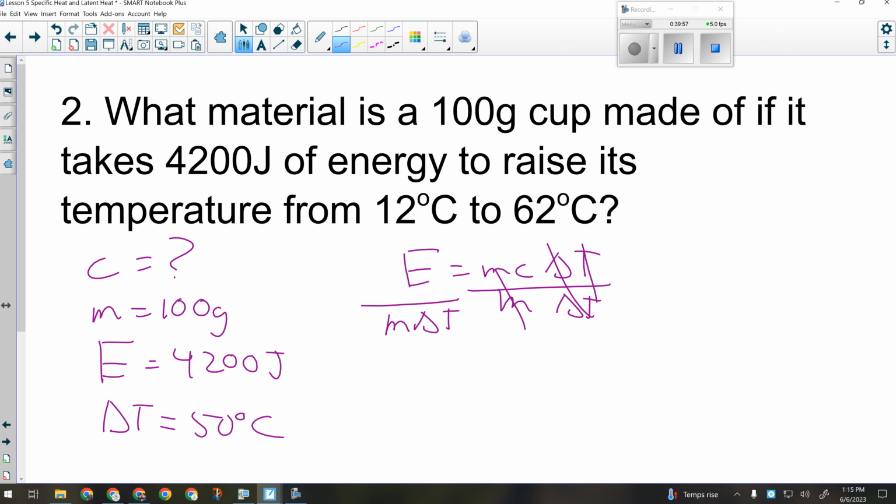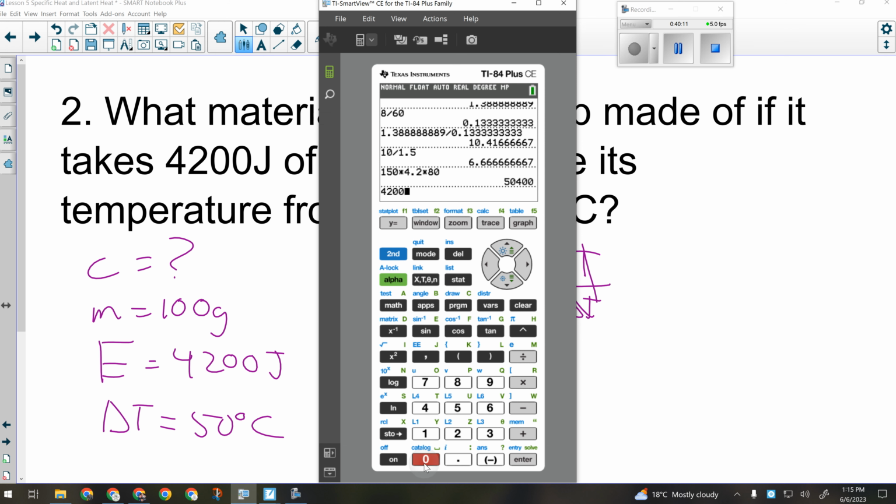So we would take our 4,200 joules and divide it by 100 times 50. Whoop, not 1,000, 4,200 divided by 100 times 50. Okay, so it's telling me the specific heat capacity is 0.84. If you look in your digital workbook package for this unit, you will see that 0.84 joules per gram degree Celsius corresponds to glass.